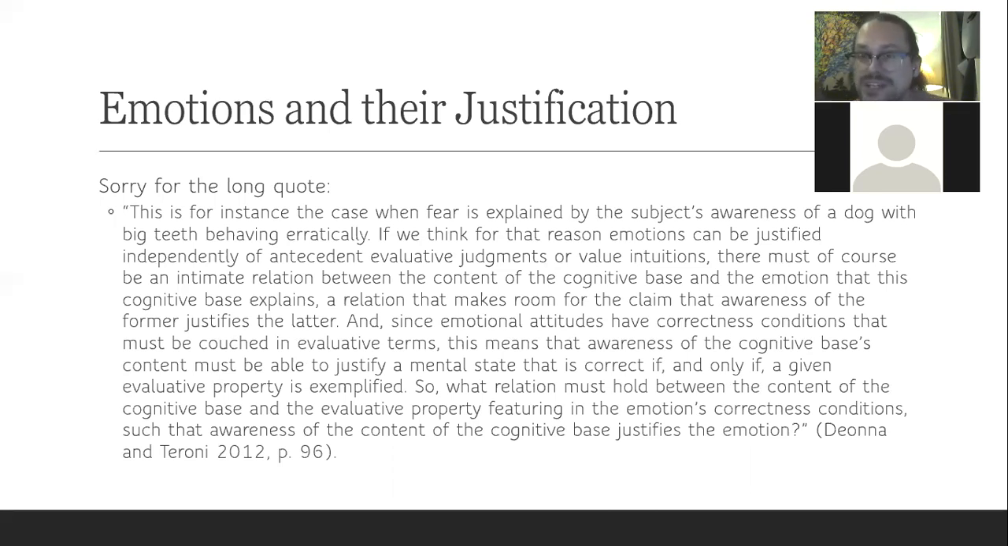We need to work that relationship out so that we can see exactly where the evaluative properties are. We know that they're not the content of the emotion. The content of the emotion, what the emotion is about, is the dog, not danger. So danger must feature somewhere in the correctness conditions of emotions. You know, my fear is not correct if the dog is not dangerous. But it's also got to be somewhere in my cognitive bases, because it's not in the emotion itself. It's the content of one of my bases for the emotion, right?